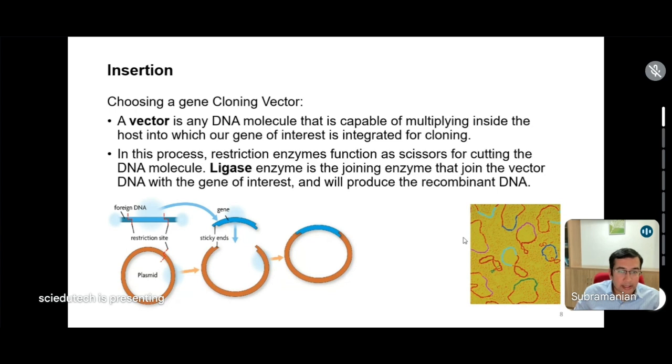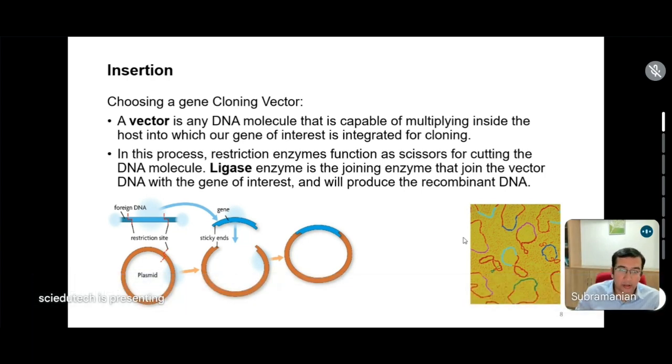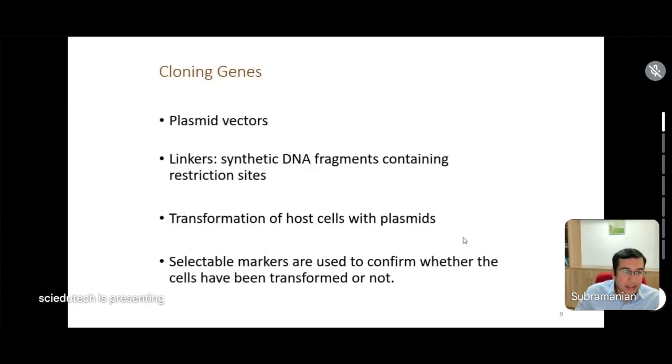So choosing a cloning vector is really important, and a vector by its nature can multiply inside the host. So to replicate your DNA, once you have done the restriction digestion, what you do is ligate it into the vector. The enzyme that enables this process is called DNA ligase, and the end product of this cloning is called recombinant DNA. Next slide, please.